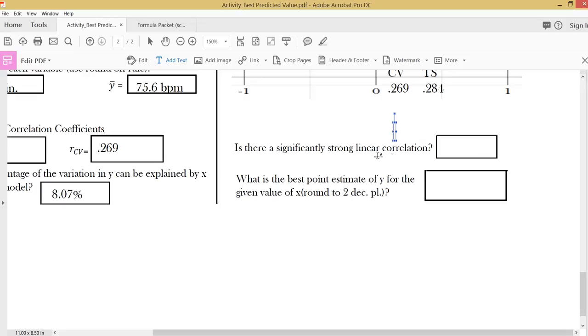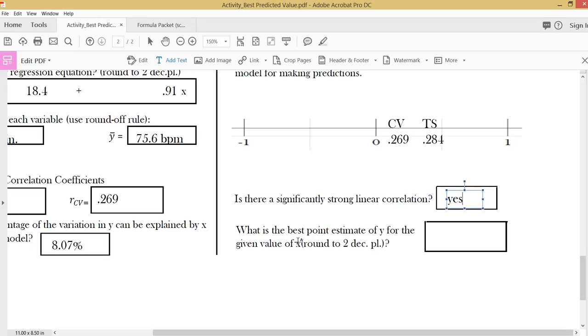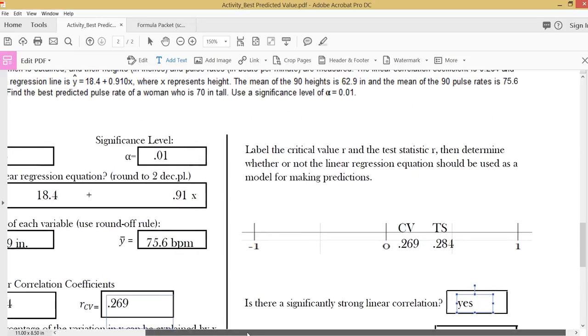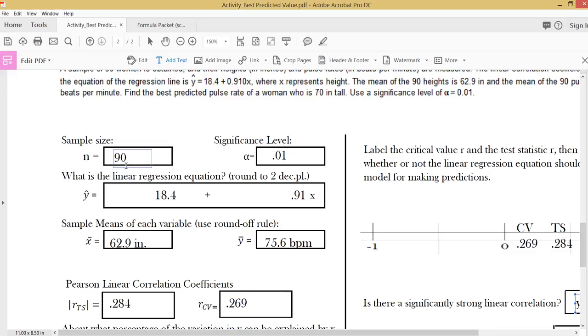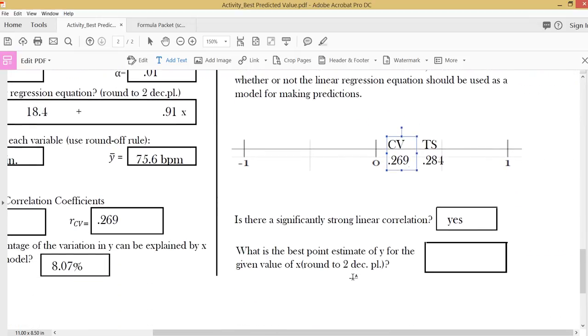So is there a significantly strong linear correlation? We say yes. And then what is the best point estimate of y for the given value of x? Well, this time, because we found a significant amount of linear correlation, and why is it significant this time? Because the critical value didn't change that much from the last example, but the sample size did. And so when you have access to more data, your benchmark is going to be much lower. So we had a much lower goal to reach in order to claim significant correlation based on the fact that we had a much larger sample.